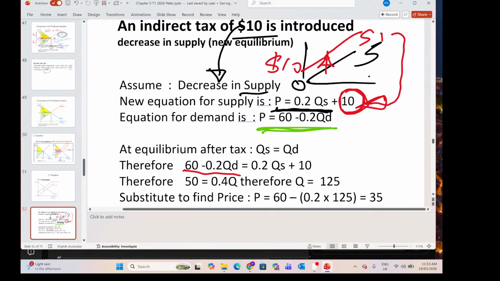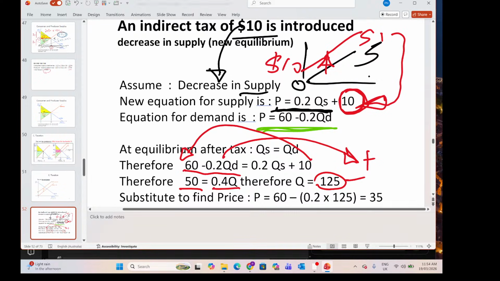We move 0.2 of supply over there, and we change the sign. So now we're going to have 0.4 of Q. We move our 10 over here, change the sign. That becomes 50. So 50 equals 0.4 of the quantity at equilibrium. So now the new equilibrium is 125. If you remember what it was before the tax, the equilibrium was 150.